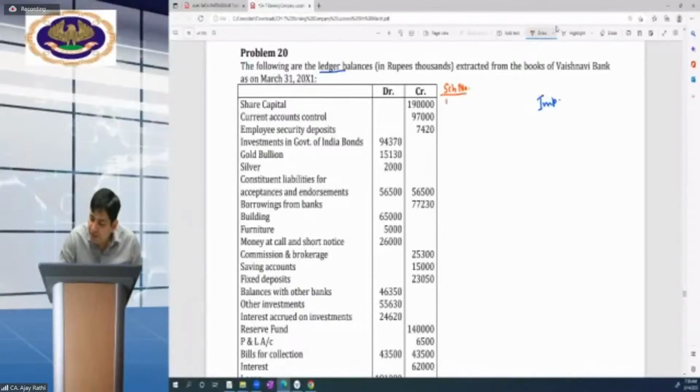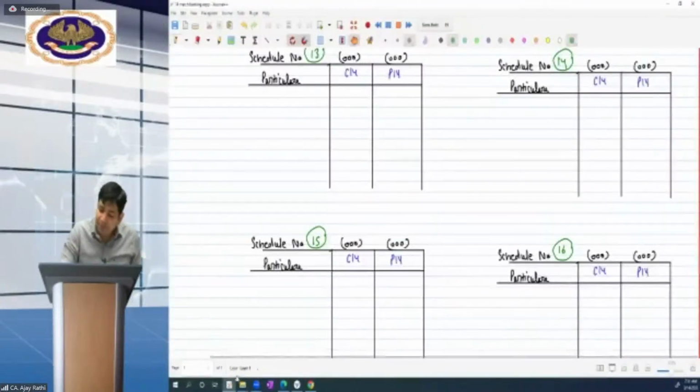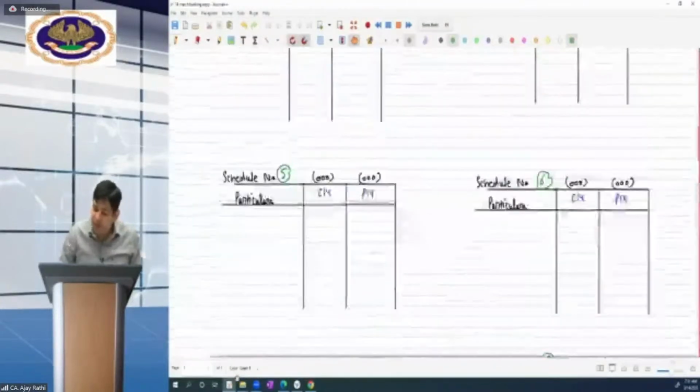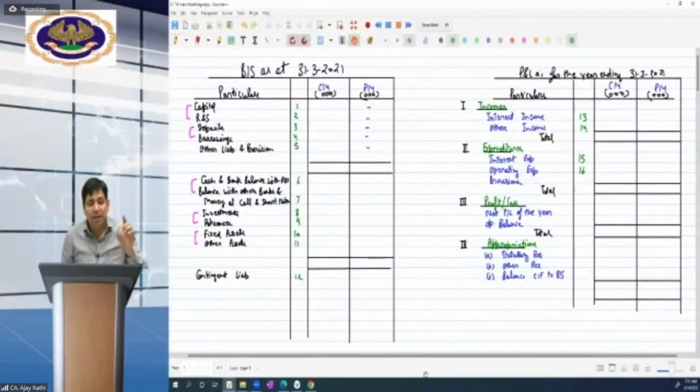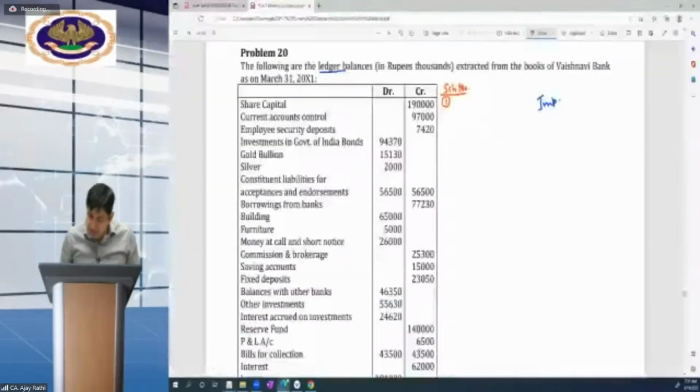That will be in schedule number 1. And what is schedule number 1? Share capital. That will be in schedule number 1. Beta, this will be the sequence. This will be the technique by using which you can manage your space and time.